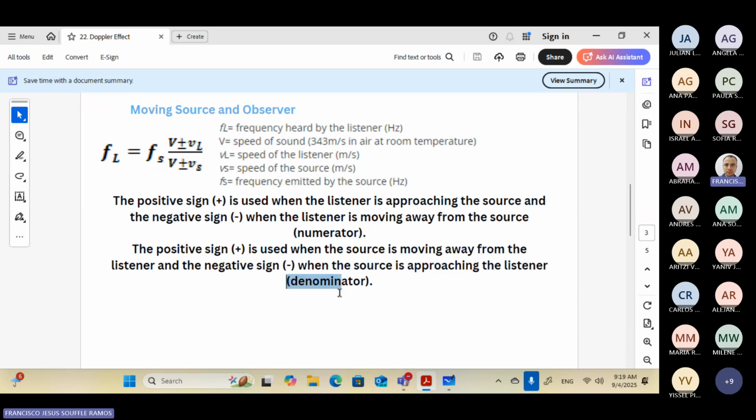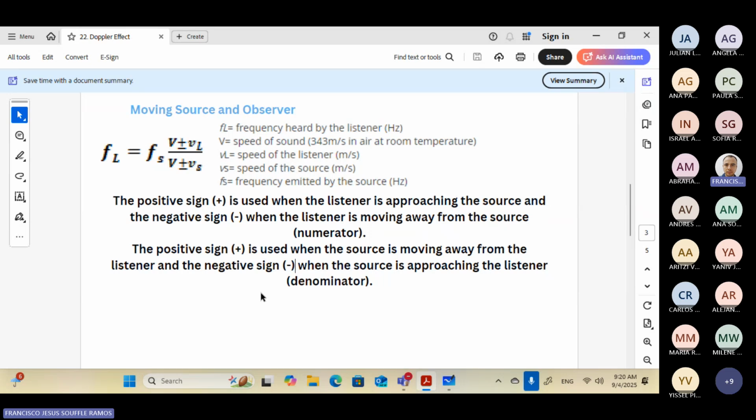Now, in the denominator, you have to do this. It will be positive if the source, because remember that the source is moving also, is moving away from you, from the listener. So right here, you will choose the positive sign when the source is moving away from you. Or you will choose the negative sign when the source is approaching the listener. So that's why I said this is the complicated one, a lot of things right here. But you need to just read these sentences and you will understand depending on the example.